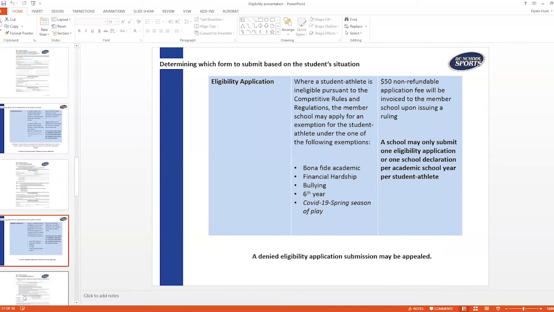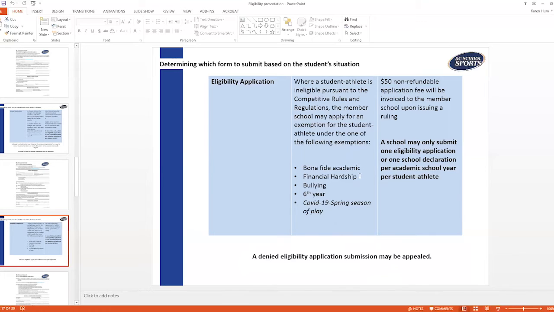The next form we're going to move on to is our eligibility application. If you've exhausted all other options, the student hasn't moved, and they want to become eligible in a sport they did play in the prior 12 months, you will be submitting an eligibility application. But in order to submit one, it has to qualify under one of the following categories. First, a bona fide academic transfer. The definition of that is 3 or more courses in a related program of study not available at the prior school. The next one is financial hardship.